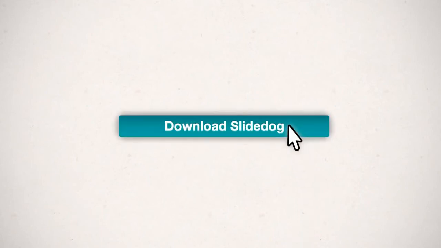So if you want to try it for yourself, just head over to www.slidedog.com. There's a big green download button there. Click it, and you're set.